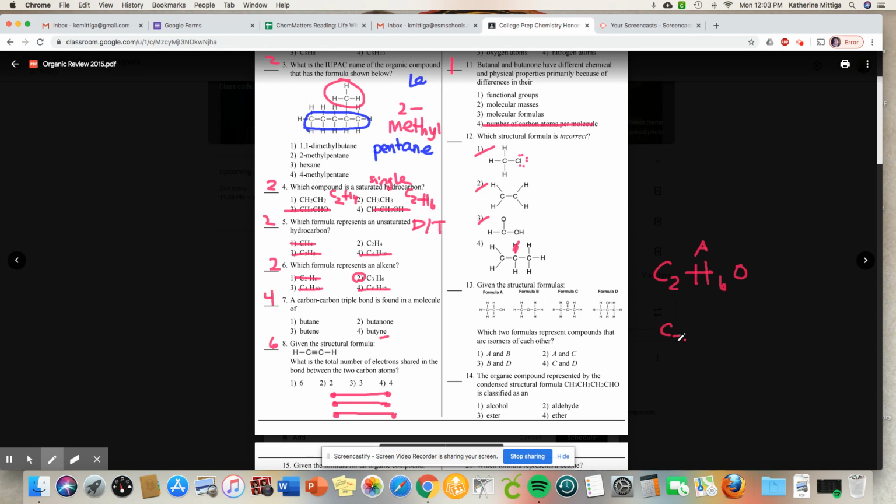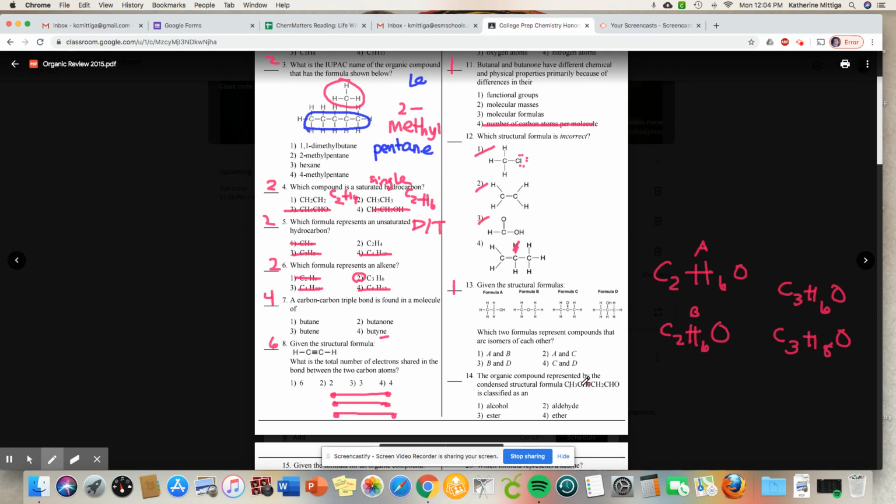B is C2H6O. Oh, hey, that's the same thing. Let's just continue. C is C3H6O. And D is C3H, I gotta count this. Oh my gosh, 1, 2, 3, 4, 5, 6, 7, 8. Oh, yeah. So you see how these have the same number of pieces, just arranged differently? That's why they're called isomers.